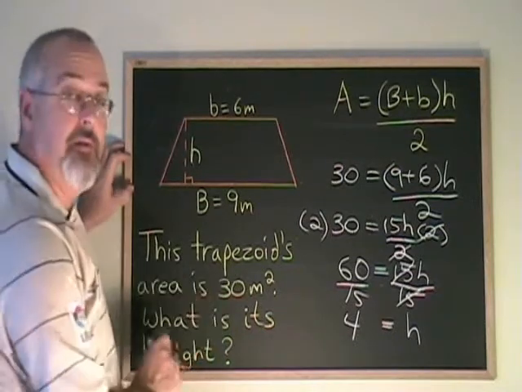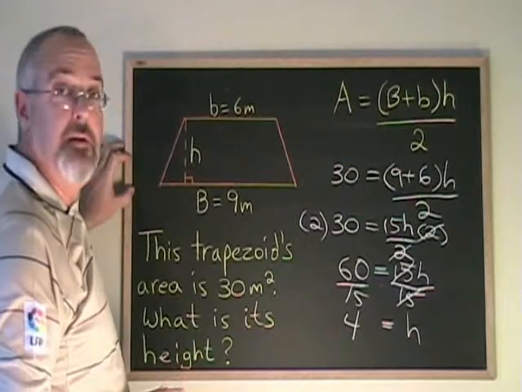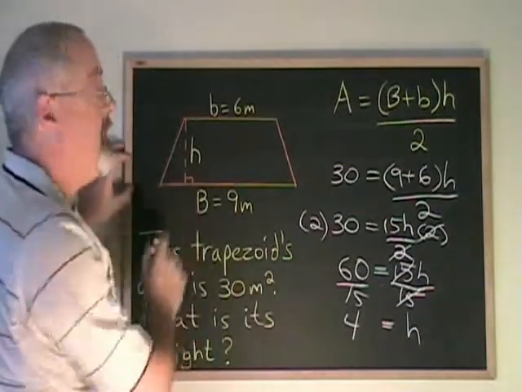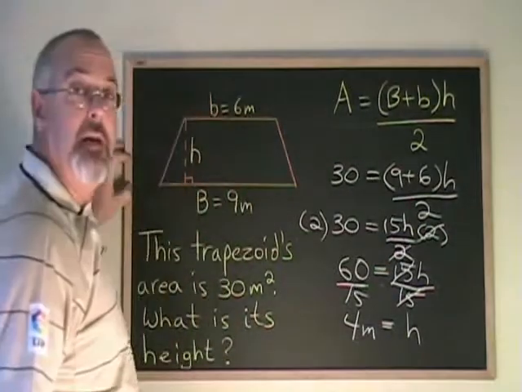Since the area was given in meters squared and the side lengths were given in meters, that means this height, which is also a side length, is going to be 4 meters in length.